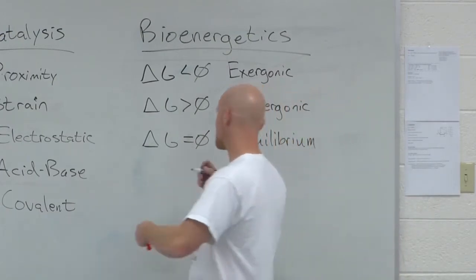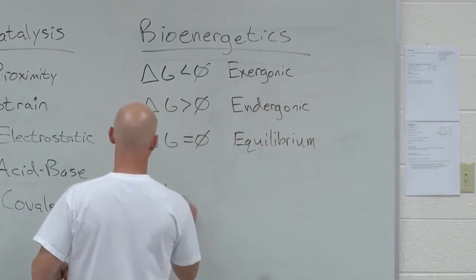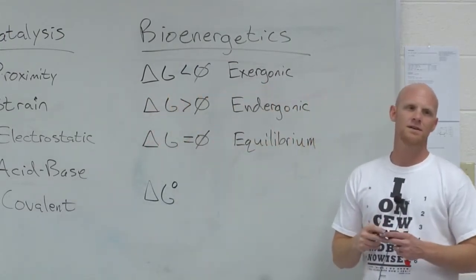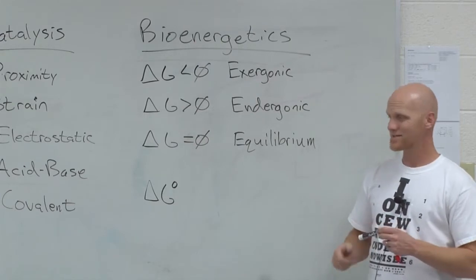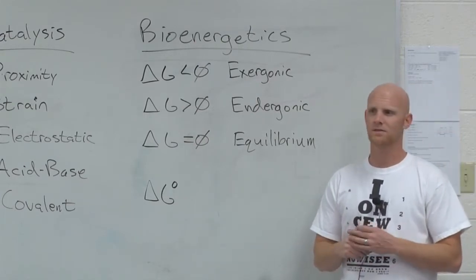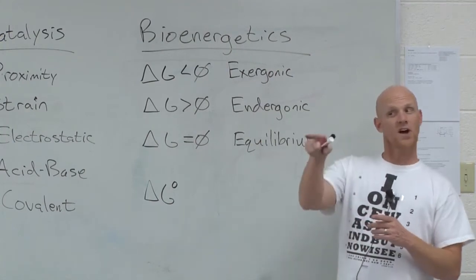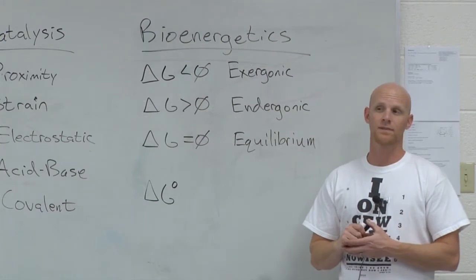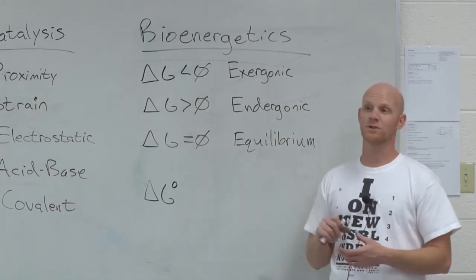Cool. We introduce something else in this section, or we reintroduce it. What's that little circle mean? Standard conditions. Delta G naught, standard conditions. What are those standard conditions? Actually, it's not. We'll come back to that. It's 1 atmosphere pressure. It actually doesn't specify a temperature, believe it or not.